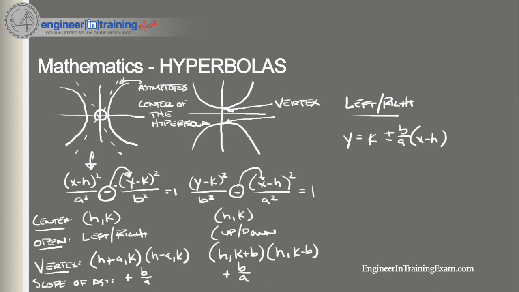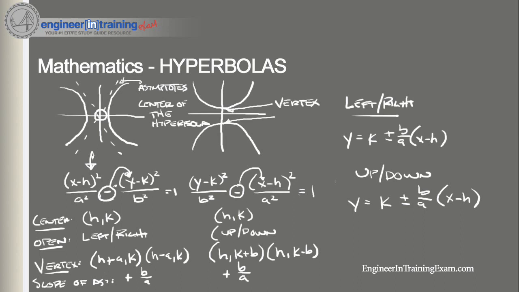Now the equation for the one that opens up and down is going to be y is equal to k plus or minus b divided by a, x minus h. So what you see now is that the hyperbolas definitely share many of the same characteristics, in the sense that they have the same slope for the asymptotes, the same equations for the asymptotes, and the centers are going to be the same.